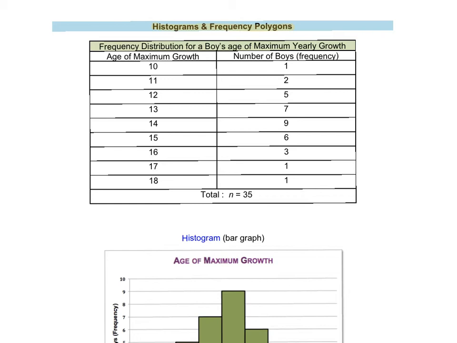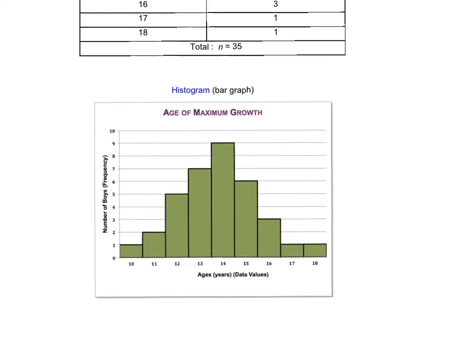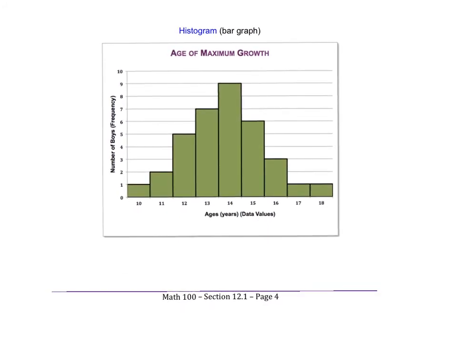We'll go back to the frequency distribution for the boys' maximum yearly growth, that table that we had before. And that's fine. When I see this data, I can see, oh, at age 14, I had 9 boys that had their maximum yearly growth, and that's the highest frequency. So maybe increase the sample size, do some more research, see if 14 is the average age for maximum yearly growth. But another way that I can organize this data is by looking at a bar graph.